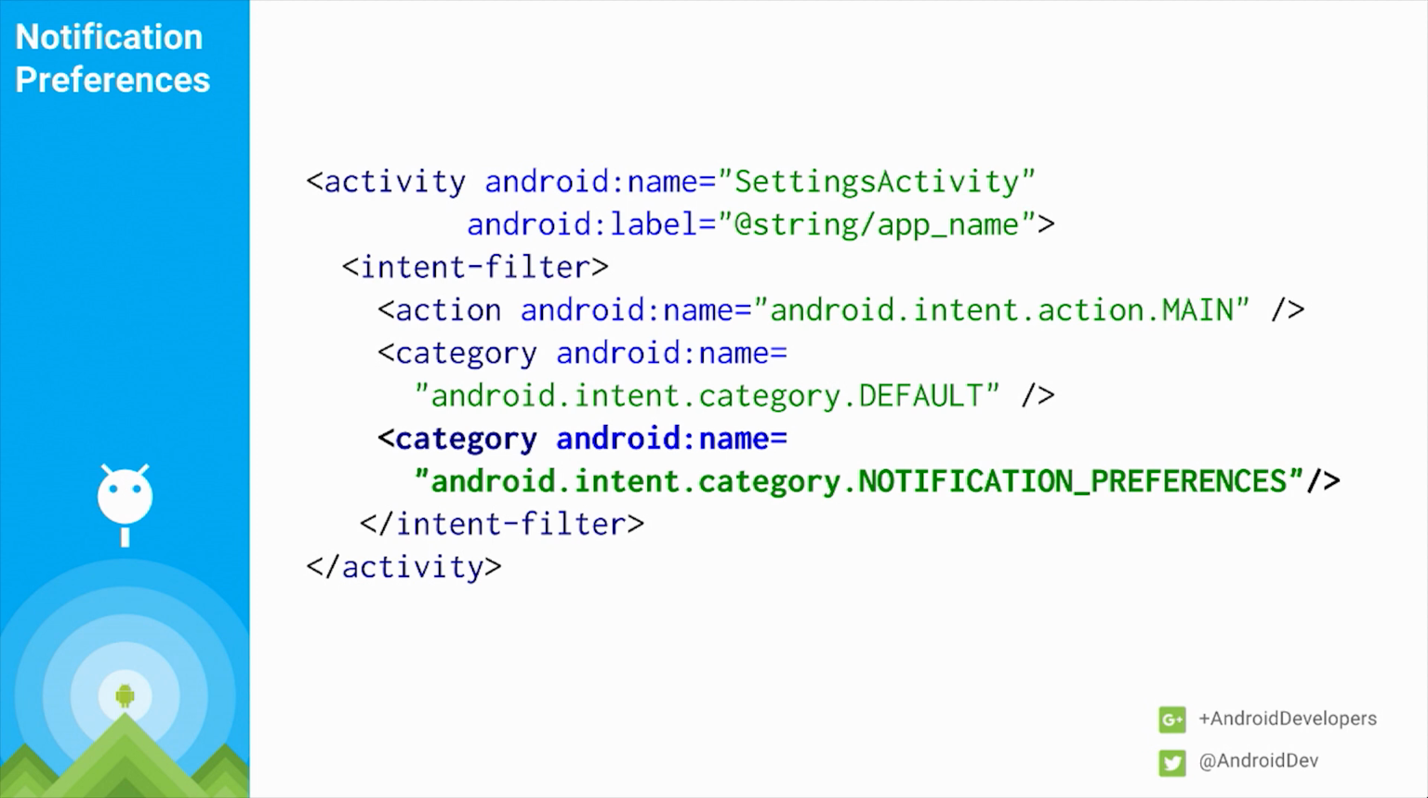So this is your manifest. You have your settings activity, which you already have, you should. And you just add this category, the notification preference category. We'll go look those up, and wherever they make sense to surface, we'll show them to the user. That'll take them directly deep into your app, and then they can do all the stuff.